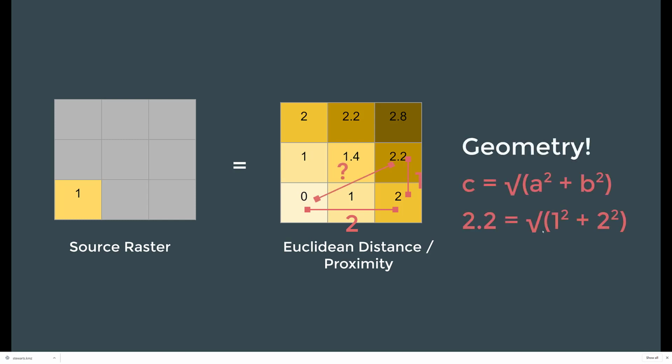However, if we want to go on that diagonal, how are we going to get that? Well, we're going to use some classic old geometry, the Pythagorean theorem. C squared equals A squared plus B squared. So to get the value of 2.2 here, we simply take the square root of 1 squared plus 2 squared. Similarly, for the value of 1.4, the square root of 2. The value of 2.8, the square root of 8.